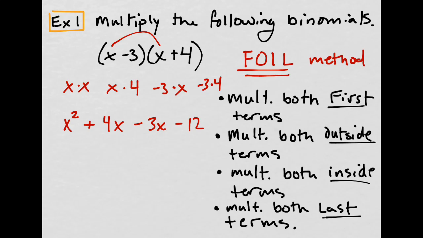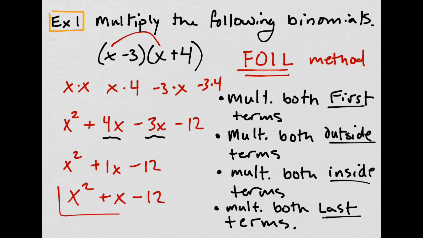What next? The 4x and negative 3x are like terms. We can combine like terms. 4x plus a negative 3x, or minus 3x, is just x. So we get x squared plus 1x minus 12, or x squared plus x minus 12. We've done it. We multiplied the following binomials. That's pretty easy.